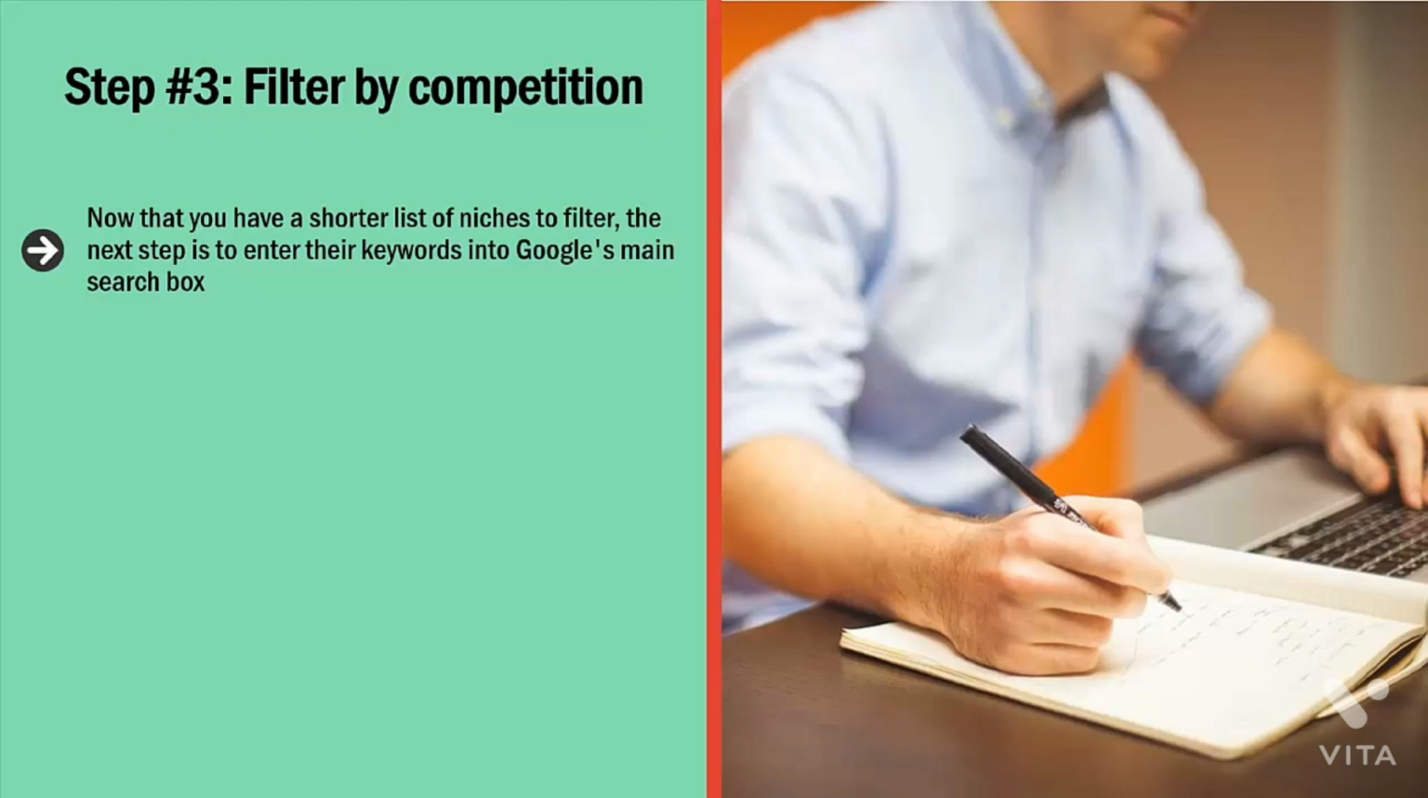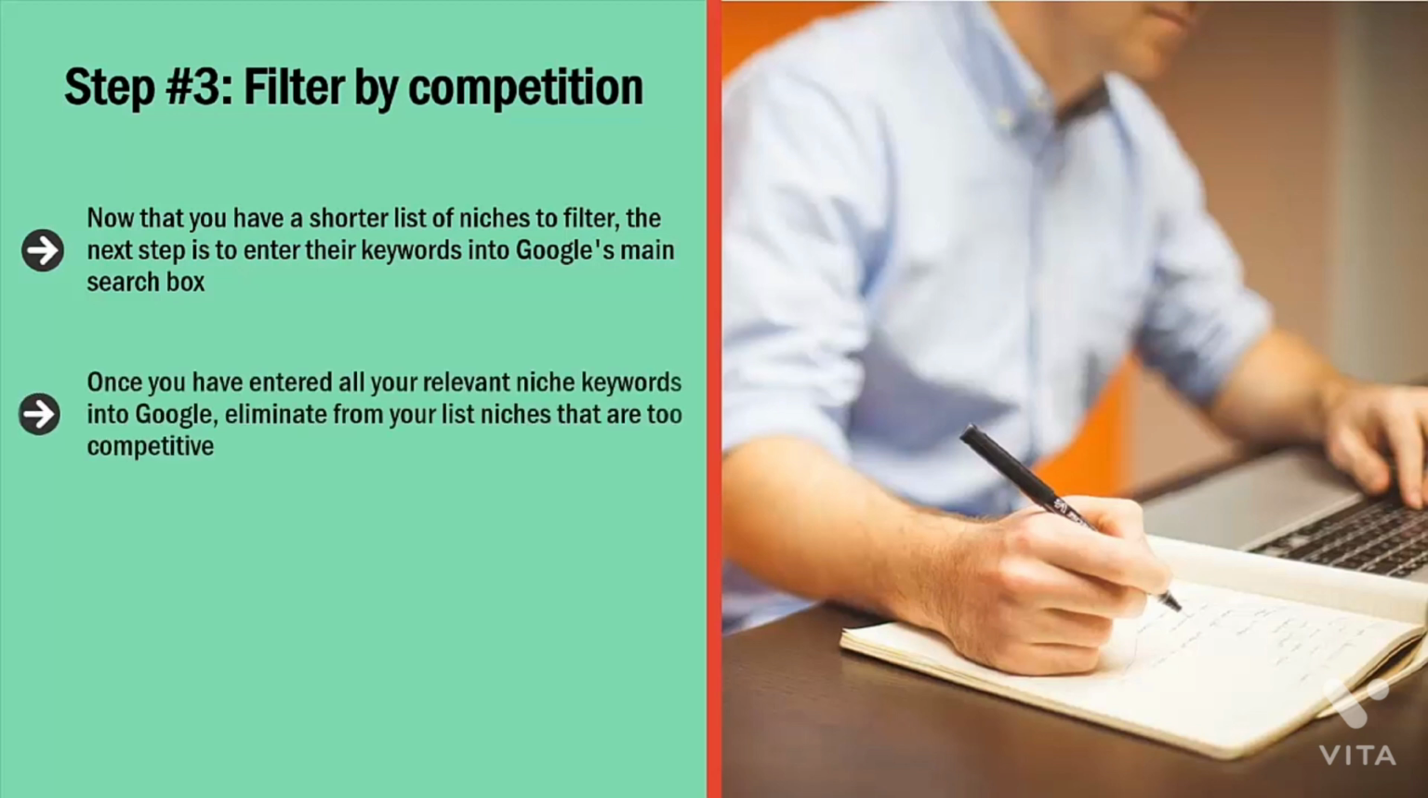When you enter a search phrase into Google, you will get results, but at the top left corner, Google will inform you how many pages target that search phrase. Take note of this number and write them down next to each niche keyword. Once you have entered all your relevant niche keywords into Google, eliminate from your list niches that are too competitive.